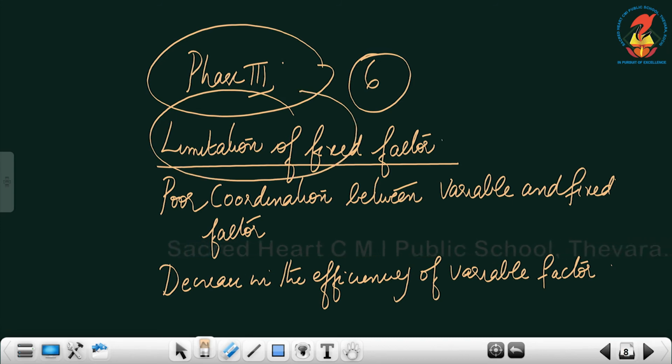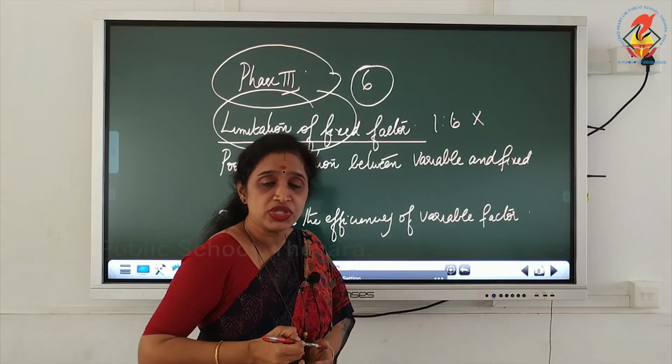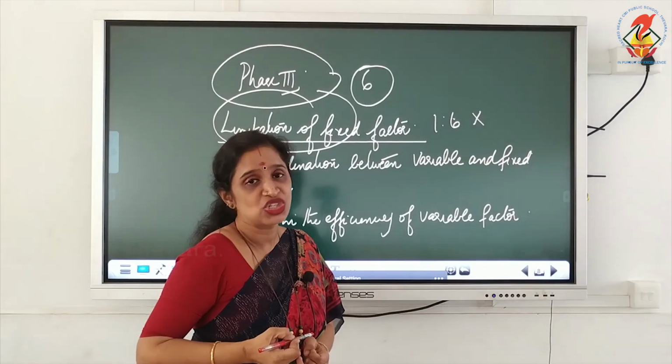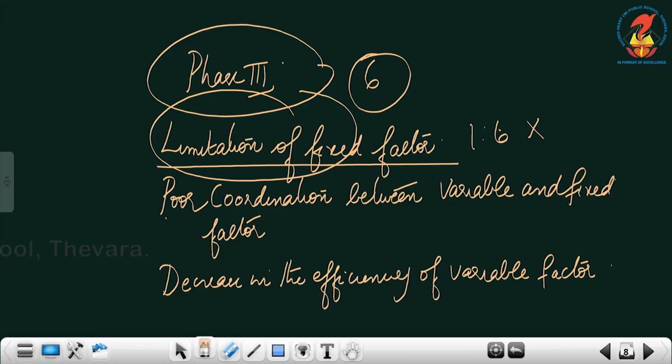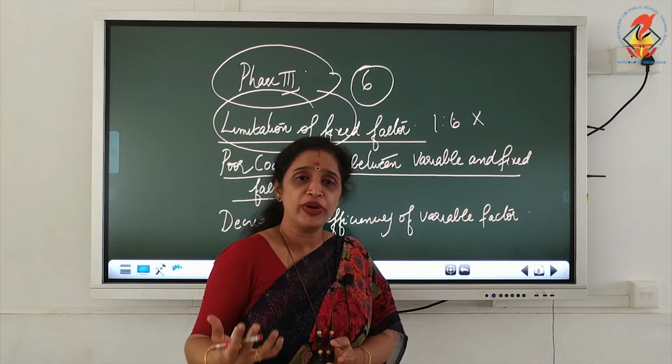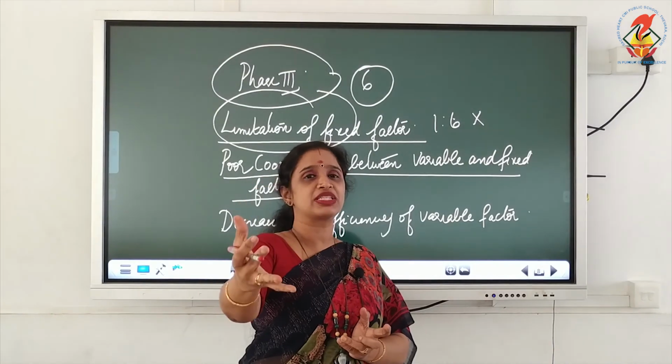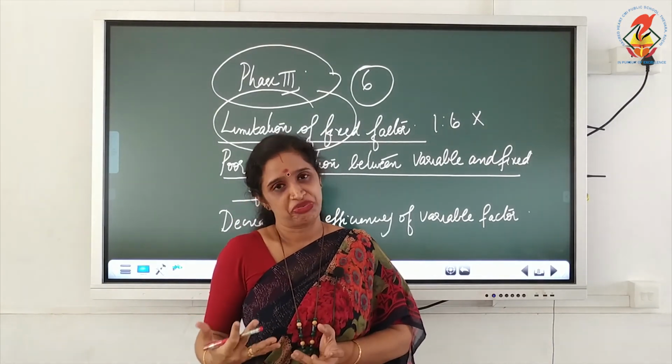The fixed factor has to be combined in a proper ratio. 1:6 is not a proper ratio, isn't it? Either 4:6 or 6:6, that has to happen. This is not a proper combination. Poor coordination between variable and fixed factor. Nobody knows what to be done. So there is no proper coordination between the fixed factor and variable factor.